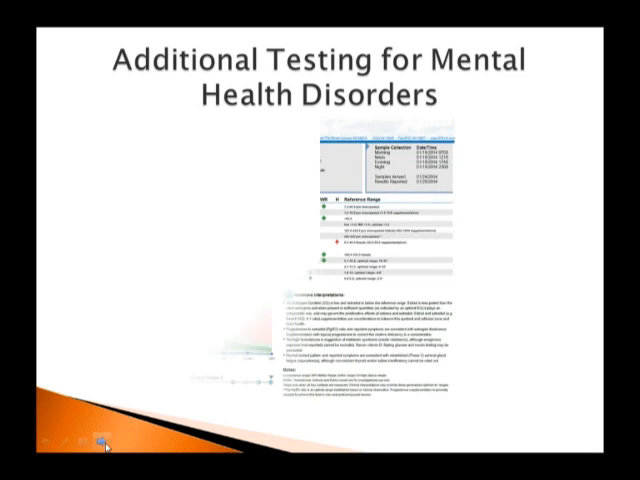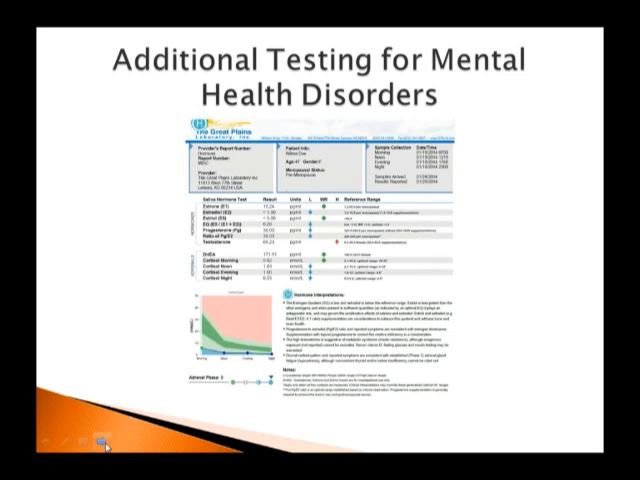Now, what about some additional tests for mental health disorders? And again, depression, anxiety, schizophrenia, bipolar. That's where I look to start incorporating the functional adrenal stress profile and starting to look at cortisol and looking at sex hormones in more adults.